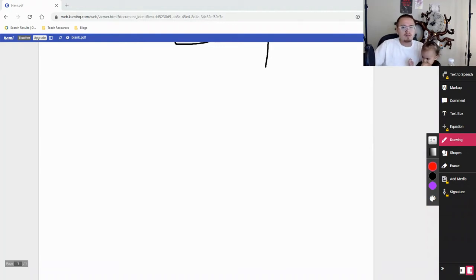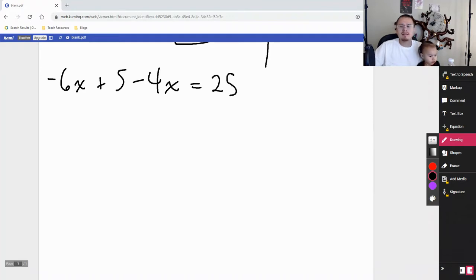Another one that you guys are struggling with are ones that have things like this. Negative 6x plus 5 minus 4x equals 25. Now there is no distributive property, there is no division, so the first thing you can do is combine like terms. You underline, you get negative 6x, negative 4x.